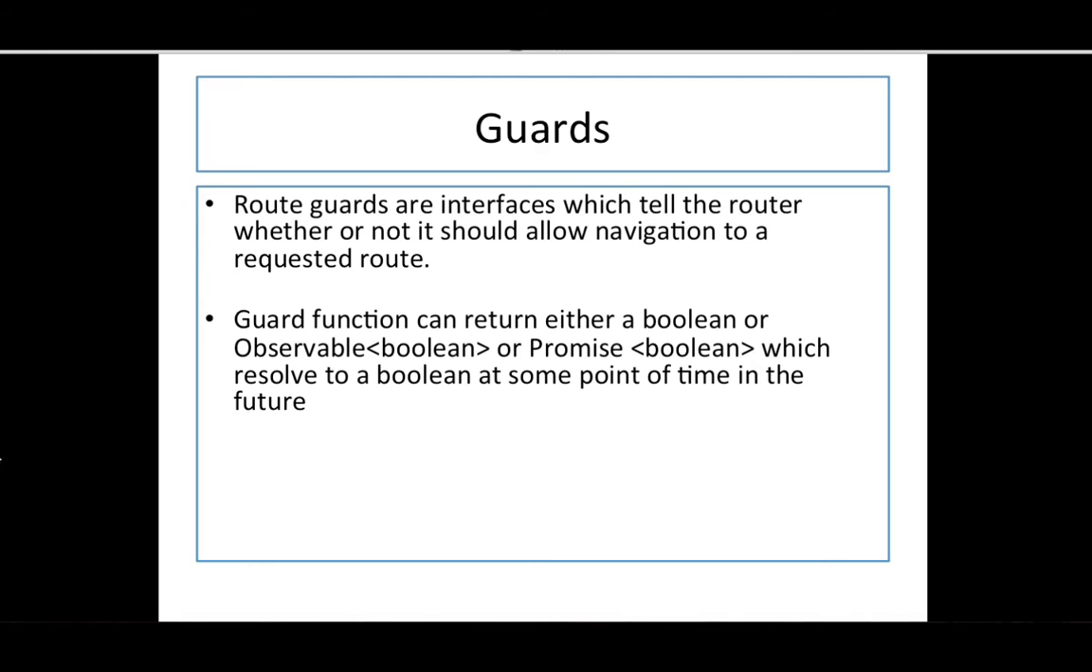the requested route. Other than Boolean, guards can also return an observable or a promise, but that will also be a Boolean once the promise or observable gets resolved some time in the future. For example, it might need to call an API. So Angular will keep the user waiting until the guard returns true or false.